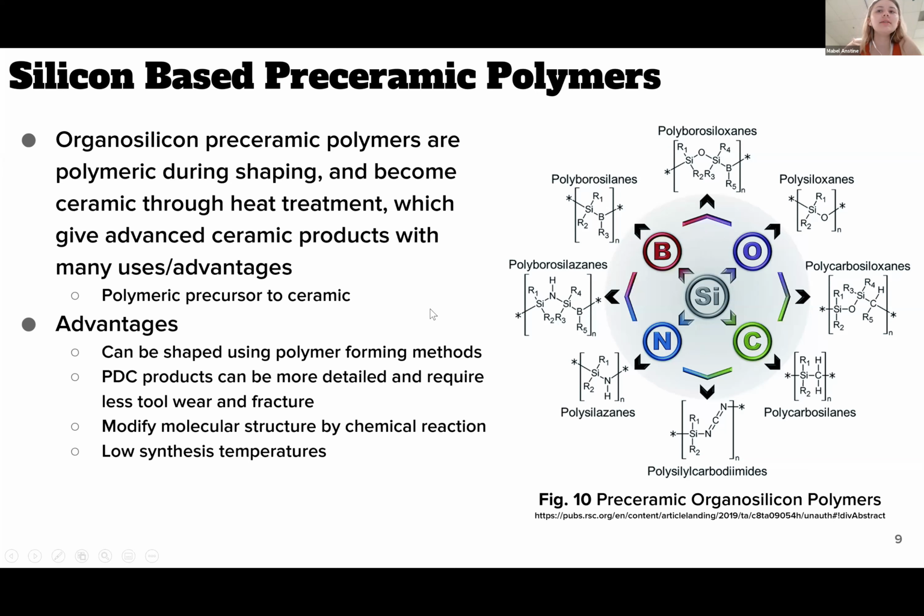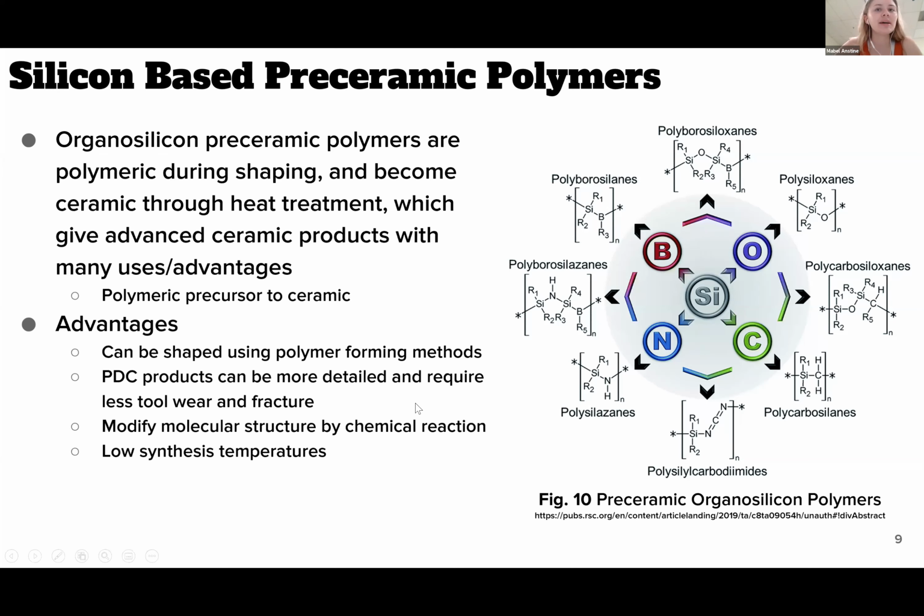And so the advantages of using the polymer-derived ceramic method as opposed to like a powder method for making ceramics is that they can be shaped using polymer forming methods, such as drawing. And that is going to allow your ceramic to have a much more detailed or complex structure.